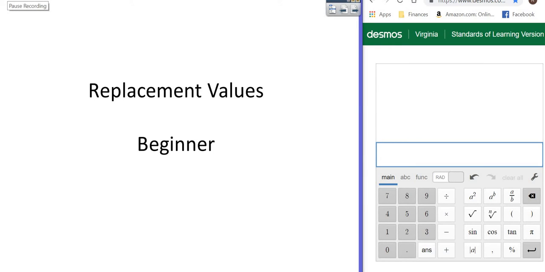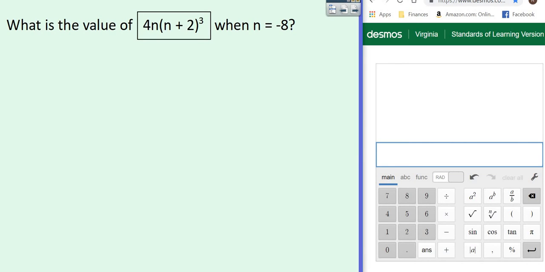All right, guys, so now we're going to do some replacement values. This is where your calculator saves you. I mean, I just can't even begin to tell you how much your calculator saves you on these things. So let's go ahead and get started and see what we can do with these beginner type problems.